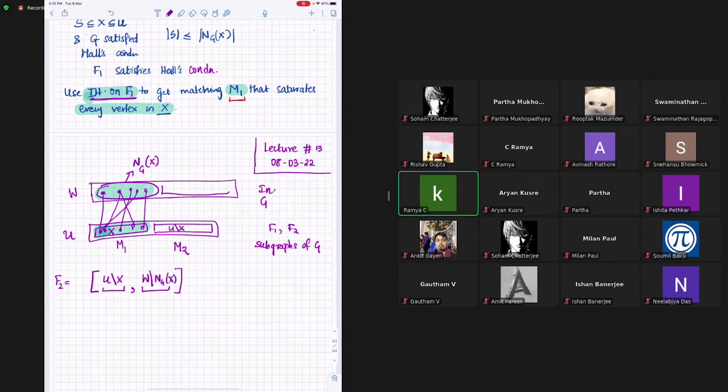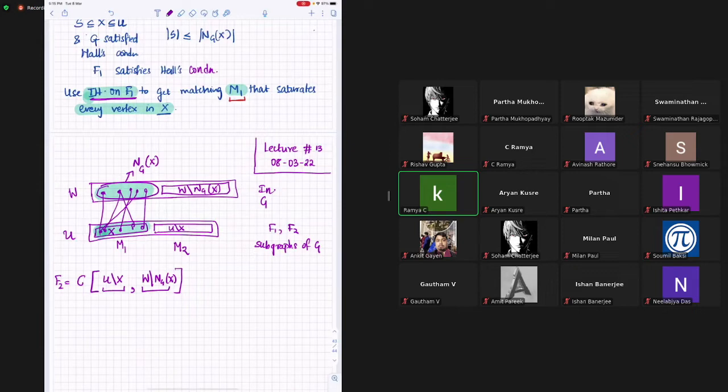So that is this portion. These things you have already used to match vertices in X, so these things you should not use. The remaining portion is W minus the set NG of X. Any questions? So how do you write this?